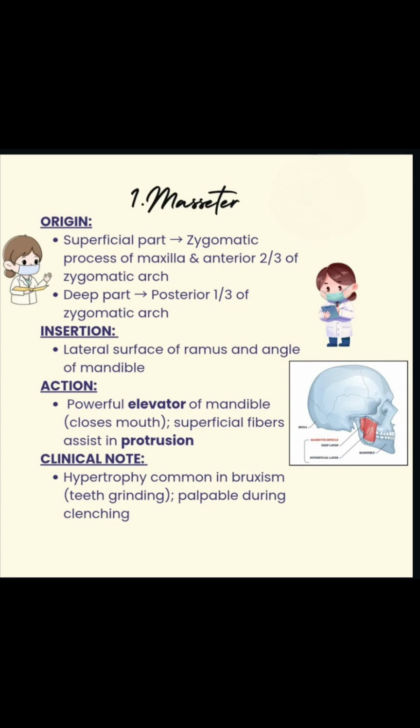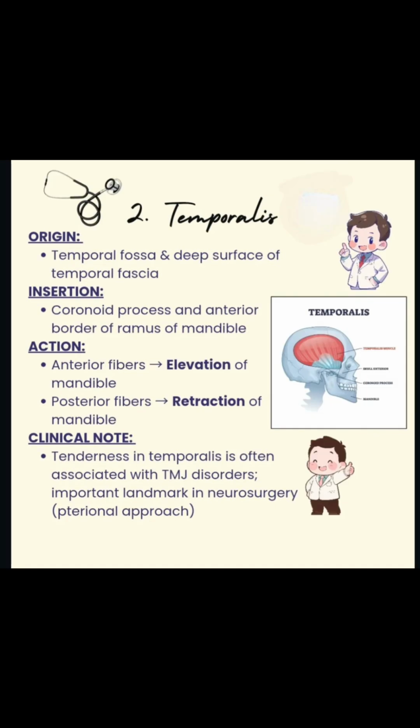Now for the insertion: the superficial layer inserts into the lower part of the ramus of the mandible, the middle layer into the middle part of the ramus of the mandible, and the deep layer into the upper part of the ramus of the mandible. For the nerve supply, they are innervated by the masseteric nerve and help to elevate the mandible to close the mouth for biting. Now the temporalis muscle is a fan-shaped muscle and it covers the temporal fossa.